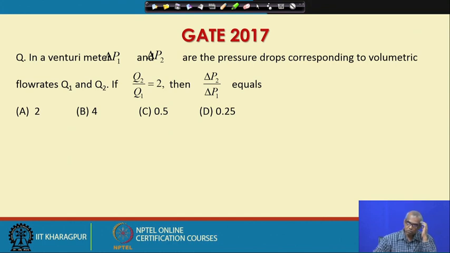Again a question on venturimeter from GATE 2017. In a venturimeter, delta P1 and delta P2 are the pressure drops corresponding to the volumetric flow rates Q1 and Q2. If Q2 by Q1 equal to 2, then delta P2 by delta P1 equals to 4, 5, 0.25. Again, if you remember the relationship between the flow rate and pressure drop, you can easily find out the answer to this question. You know Q is proportional to square root of delta P.